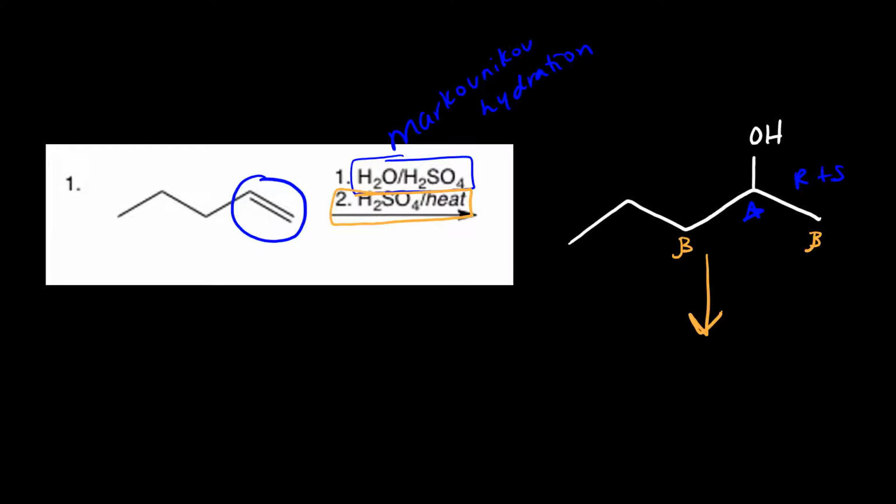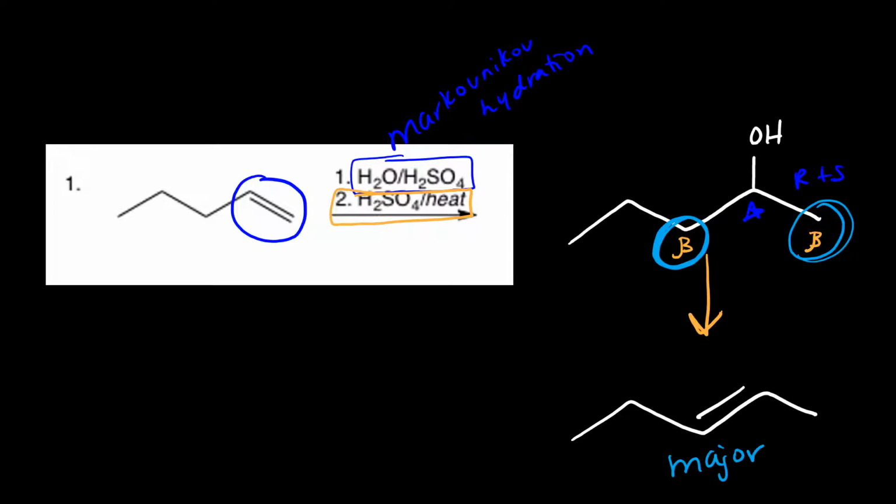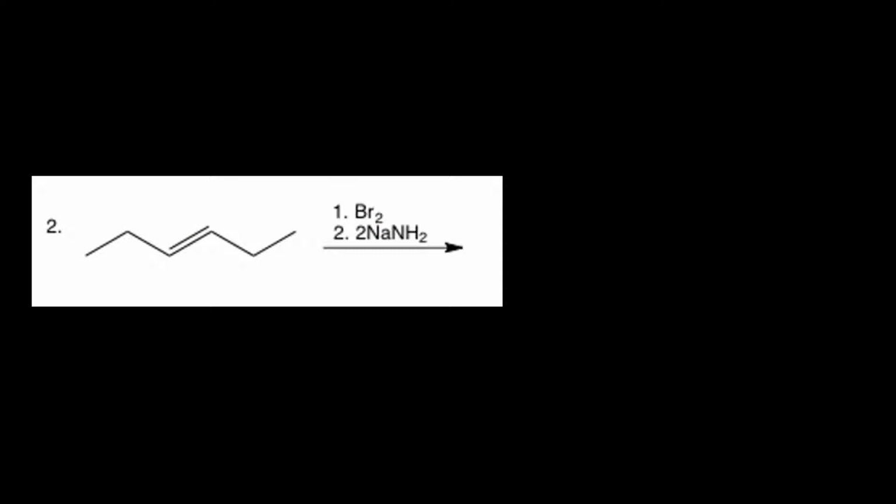And hopefully you remember Zaitsev's rule, and you would know that the major product that's going to develop is going to be this trans disubstituted alkene. It's not going to be as favorable to dehydrate from this side. So you're going to get this as the major product. And so what this two-step process has accomplished is it has moved the double bond from here to here. And this is a very common sequence that you're going to see used during this course.